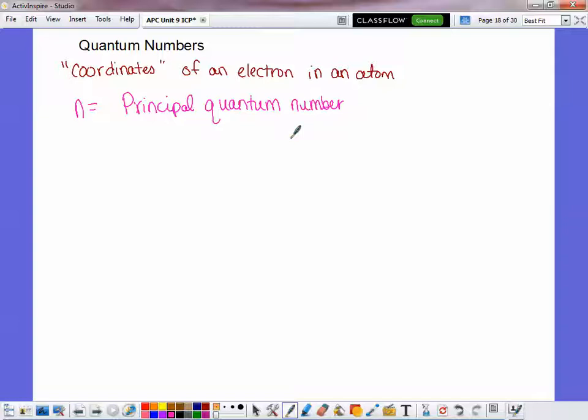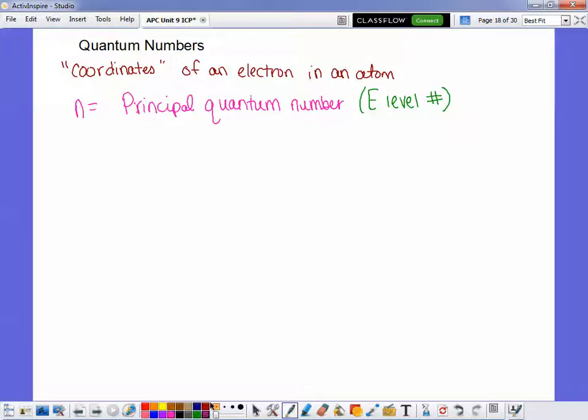Anyway. So, like I said, that's the official name of it. Or you can just say it's the energy level number. So what are some examples of N? 4, 2, 3, 1, 7, 6. So anywhere from 1 to 7, right? An integer from 1 to 7.